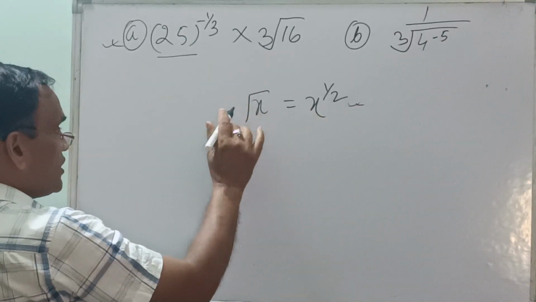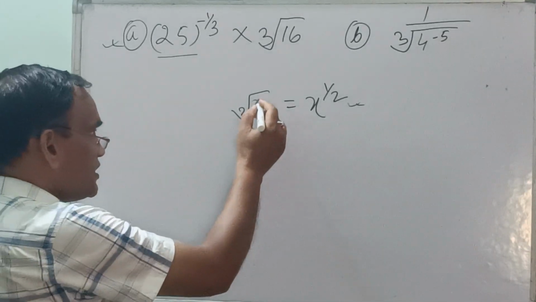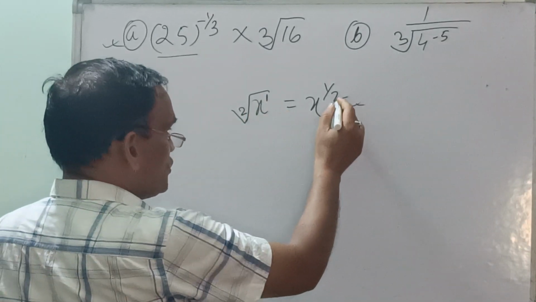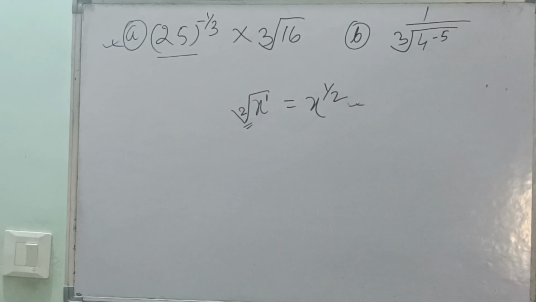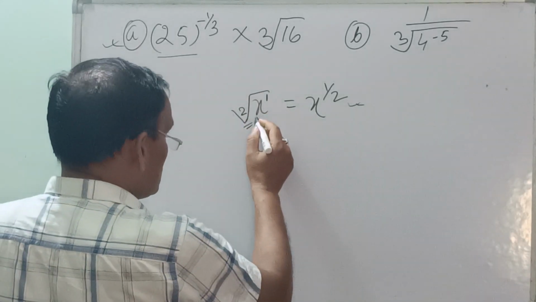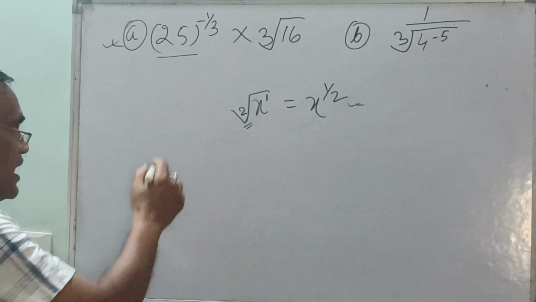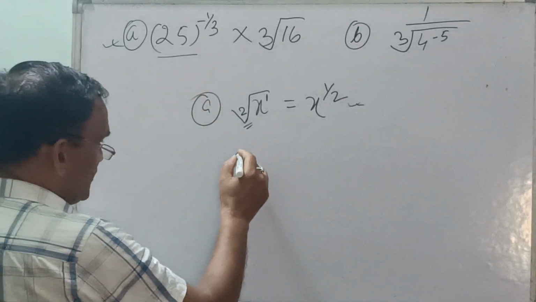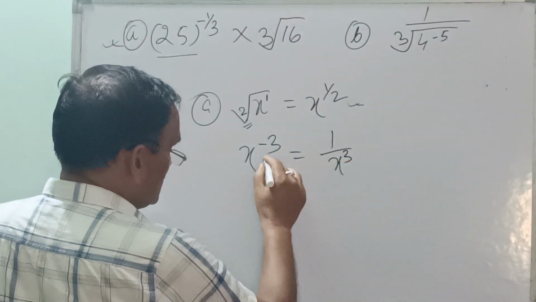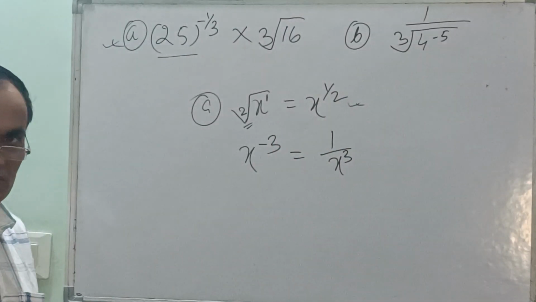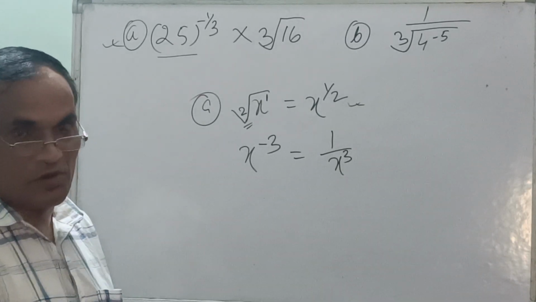Why is this half? Because the root has a 2 present here and a 1 here. That's why we can write x to the power 1 by 2, and we are removing the root. So if we want to remove the root, we have to write x to the power half. Another thing we discussed: if it is x to the power minus 3, we can write it as 1 upon x to the power 3. The minus sign changes into plus sign. These two things you have to remember while solving exponent problems.